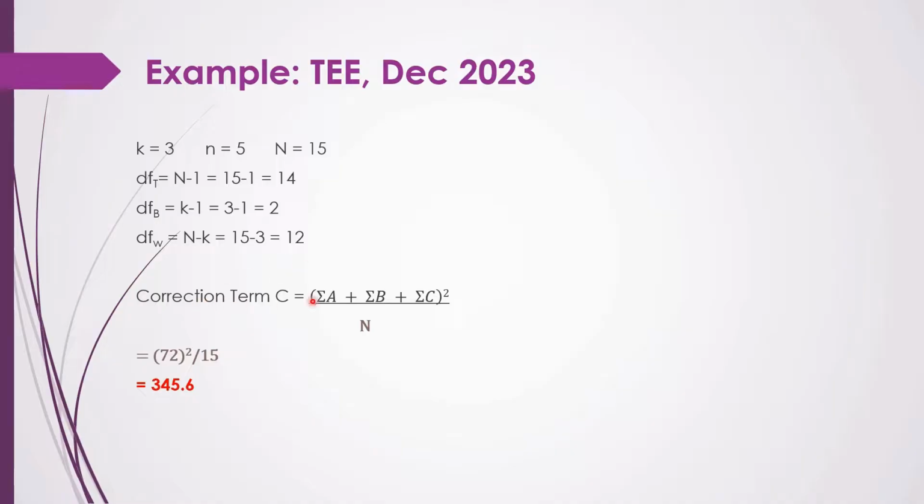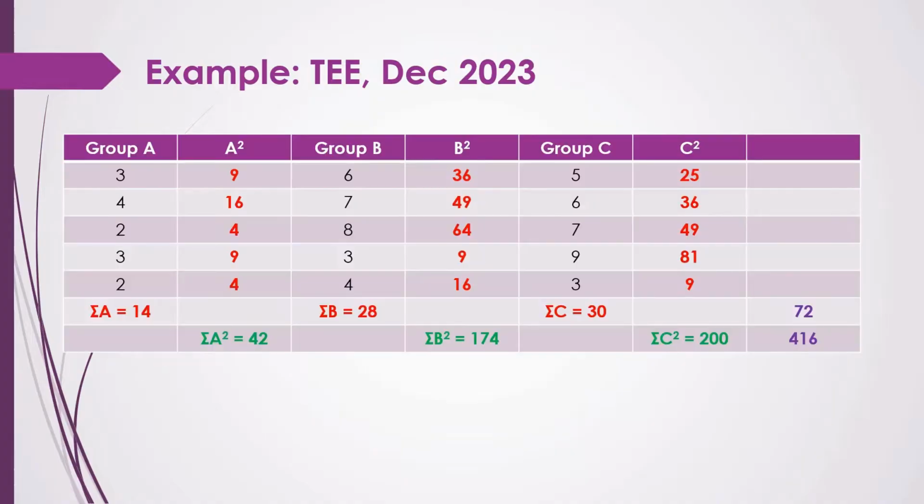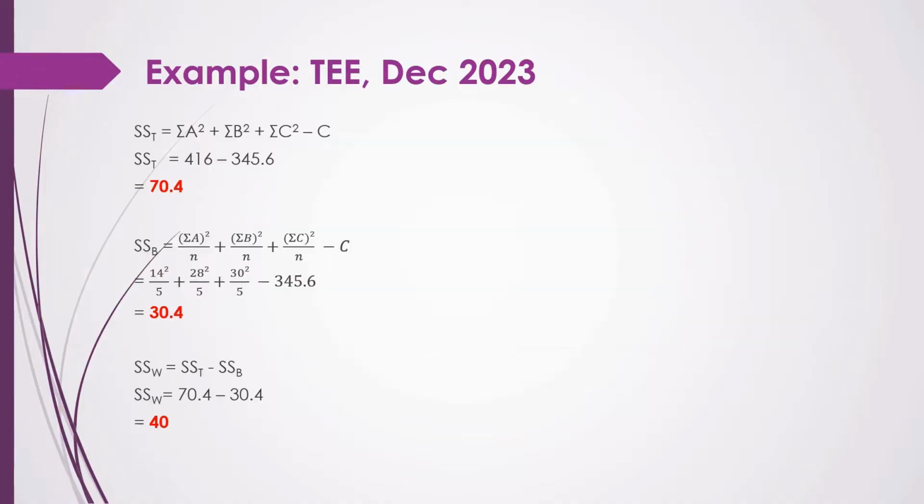Next we calculate the correction term C, which is sum of A plus sum of B plus sum of C whole square by capital N. We have already got this value in the table. This is 72 square by 15, which is 345.6. Here we have the table 72, and for the next formula we'll be using this number 416. So to calculate total sum of squares, we have the formula sum of A square plus sum of B square plus sum of C square minus the correction term C. So as I already mentioned, we have this number here 416 minus 345.6, which is 70.4.